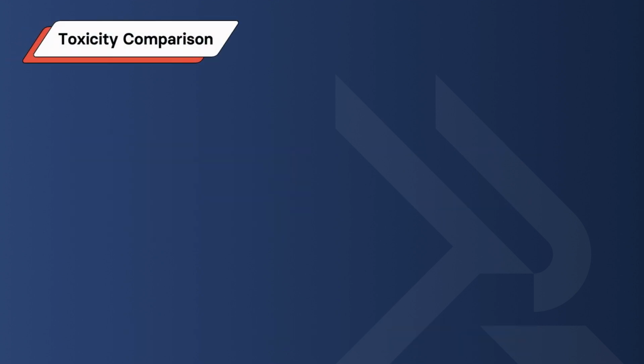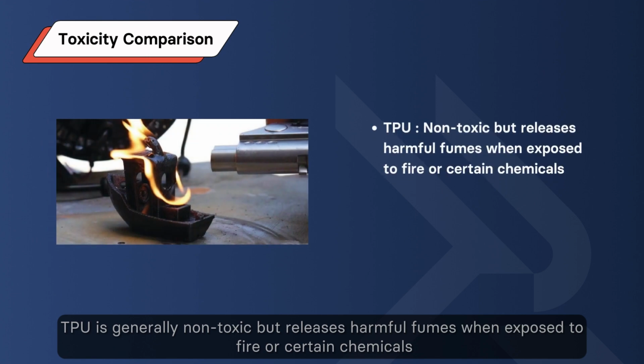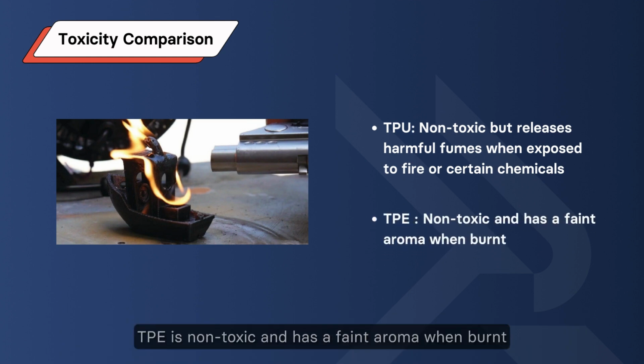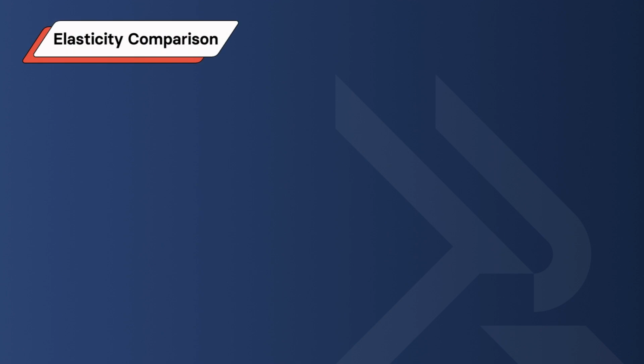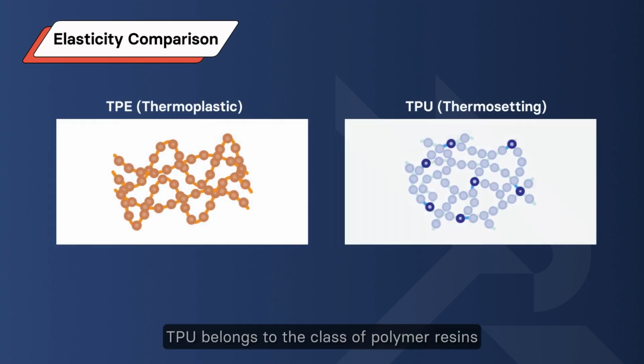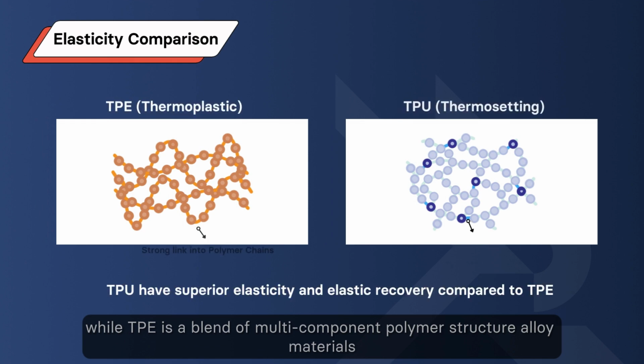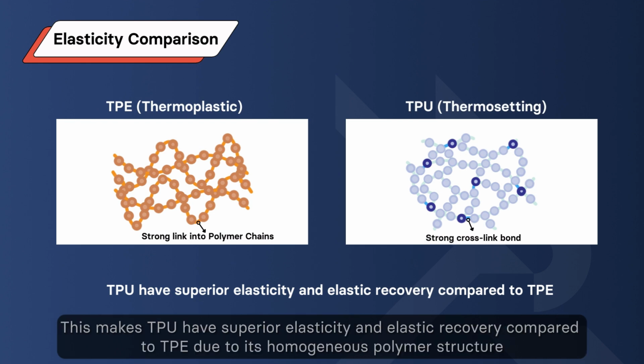Toxicity comparison. TPU is generally non-toxic but releases harmful fumes when exposed to fire or certain chemicals. On the other hand, TPE is non-toxic and has a faint aroma when burnt. Elasticity comparison. TPU belongs to the class of polymer resins, while TPE is a blend of multi-component polymer structure alloy materials. This gives TPU superior elasticity and elastic recovery compared to TPE due to its homogeneous polymer structure.